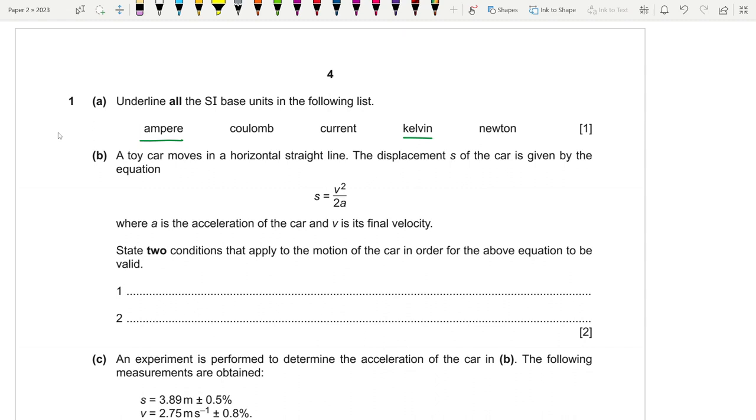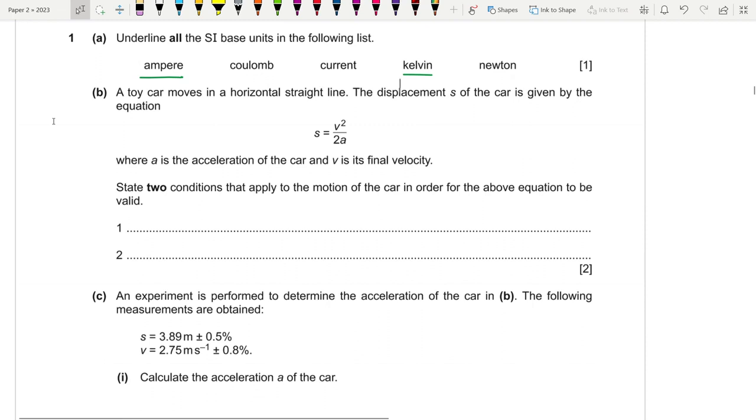A toy car moves in a horizontal straight line. The displacement s of the car is given by this equation: s equals v squared by 2a, where a is the acceleration of the car and v is its final velocity. State 2 conditions that apply to the motion of the car in order for the above equation to be valid. Alright, as you can see, this is a variation from the original formula that we know of.